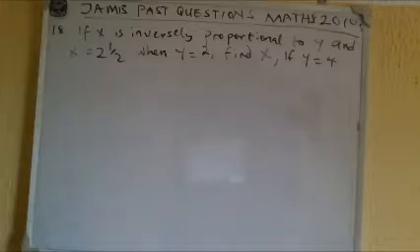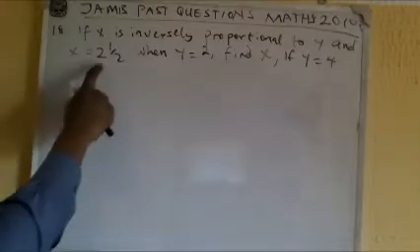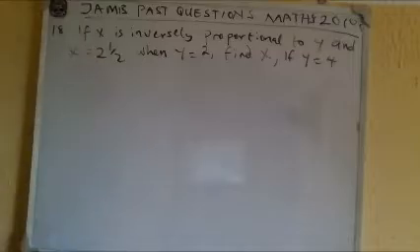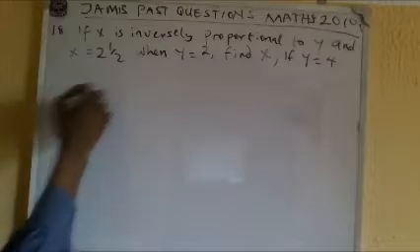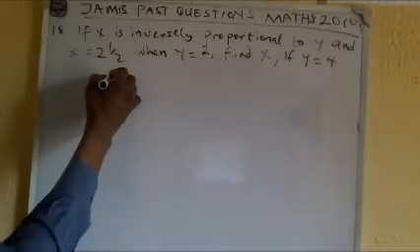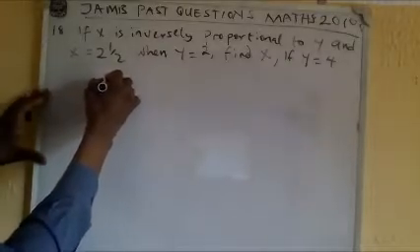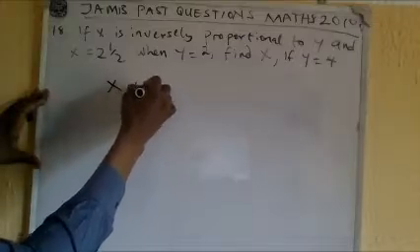So the question right in front of us is: if x is inversely proportional to y and x is 1/2 when y is equal to 2, find x if y is equal to 4. Now this is still under inverse proportionality. The formula is x is inversely proportional to y.